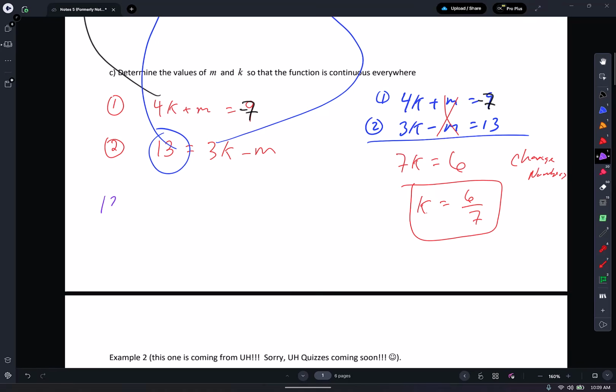So here we go. 13 equals 3 times 6 over 7 minus m. I'm going to move the m to the left. I'm going to move the 13 to the right. So let's see. m equals 6 times 3. What's that? 18? 18 over 7 minus 13.